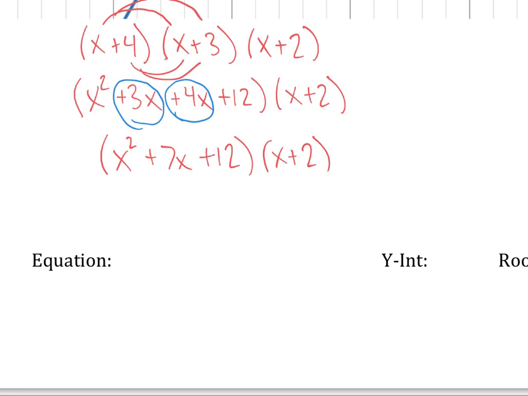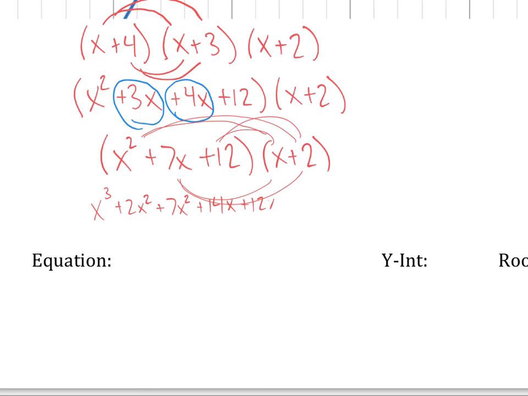All right. Now we're multiplying a trinomial by a binomial. So we're going to do x times x, then x times 2, then 7x times x, and 7x times 2, then 12 times x, and 12 times 2. X squared times x is x cubed. X squared times 2 is 2x squared. 7x times x is 7x squared. 7x times 2 is 14x. 12 times x is 12x, and 12 times 2 is 24.